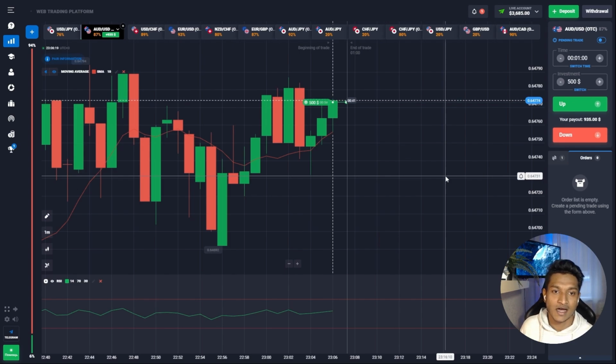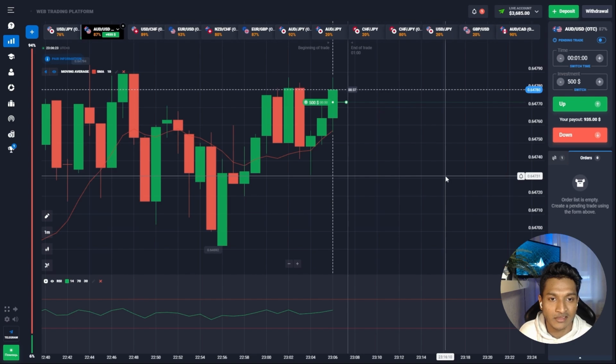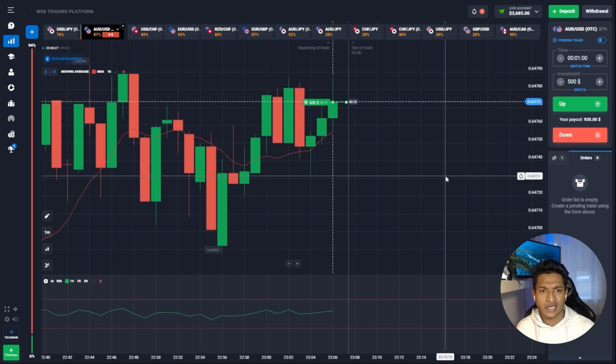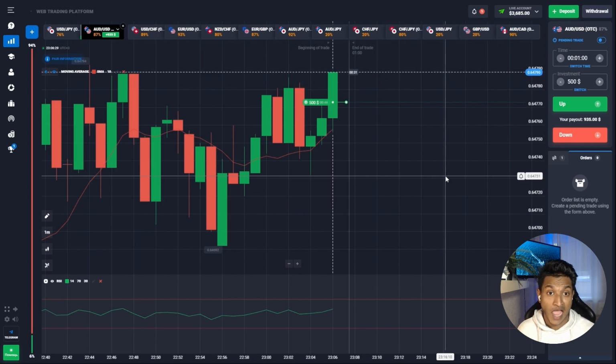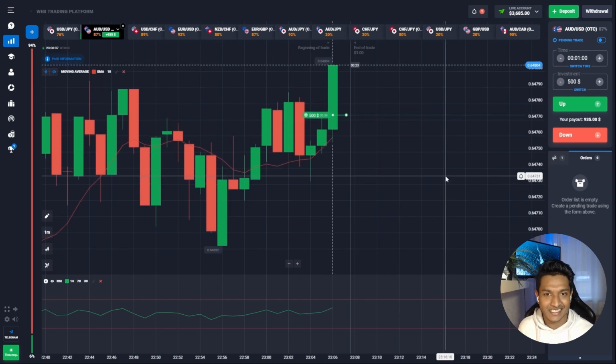So, guys, with the candlestick pattern, the green candle is growing up right now. The trend is really clean, guys. And look at this, it's growing up. It means I can make this profit really easily, guys.